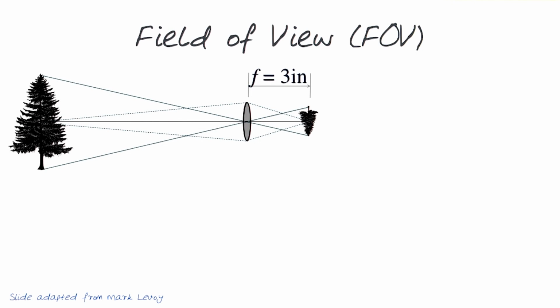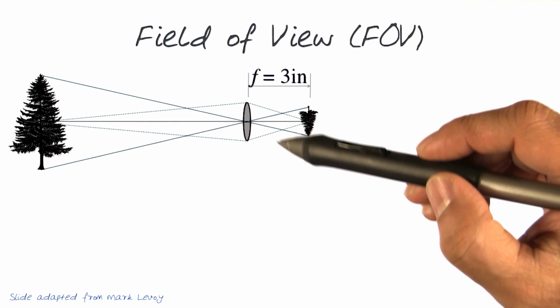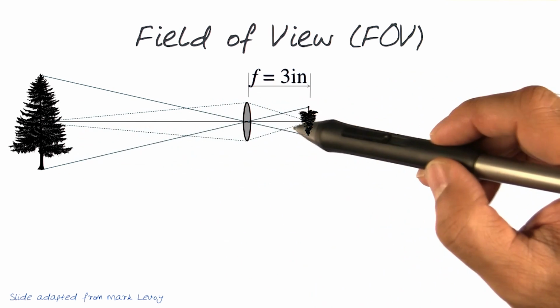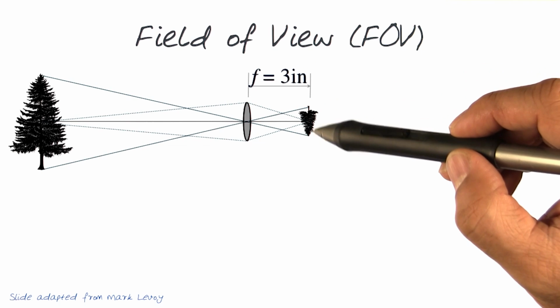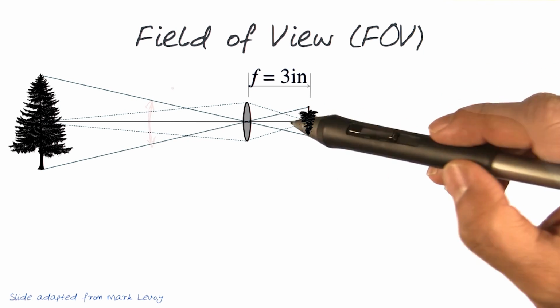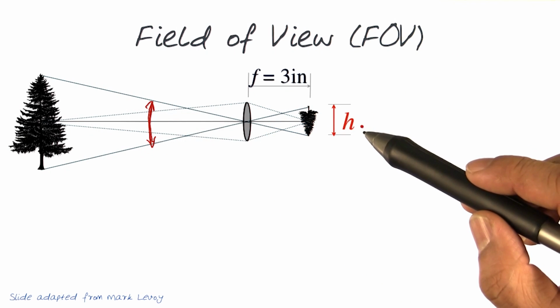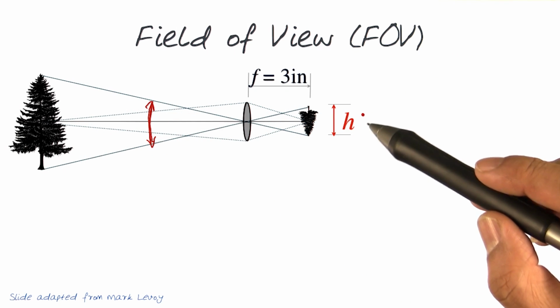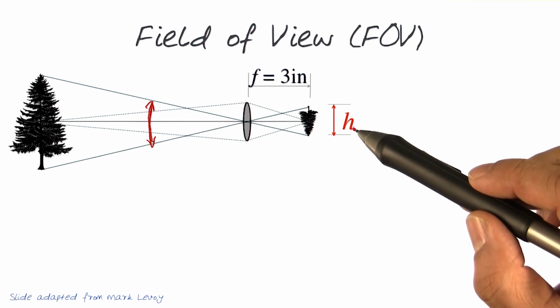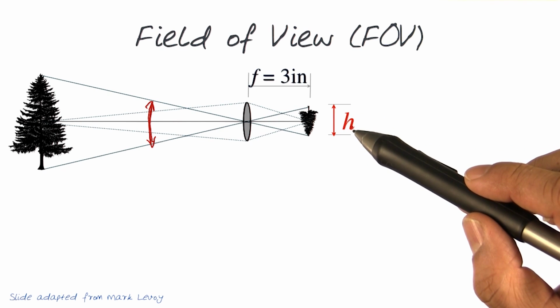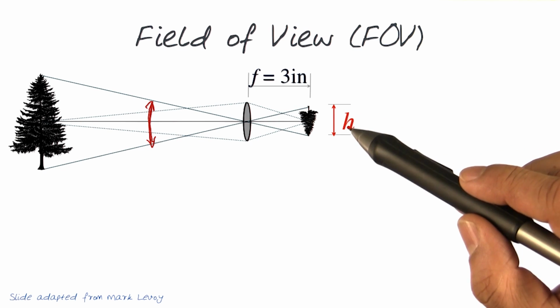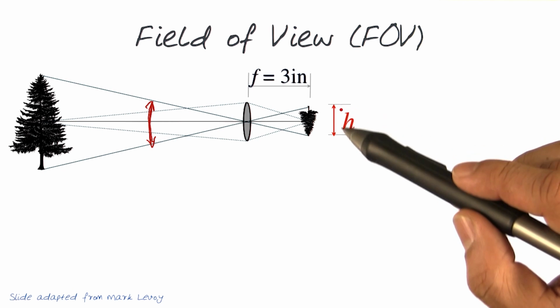Let me introduce another whole concept, and that is the field of view of the camera itself. In this case, we're trying to capture this tree with this lens, focal length 3, and this is what the image is generated. So in this case, the field of view is this angle. Let me introduce a new term to help us understand how we can compute the field of view, and I will refer to that as h, which in essence is the sensor size.